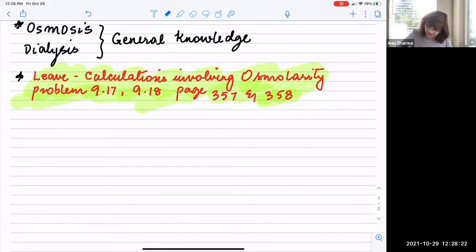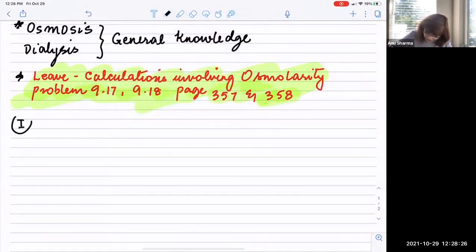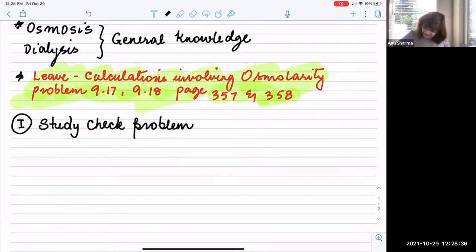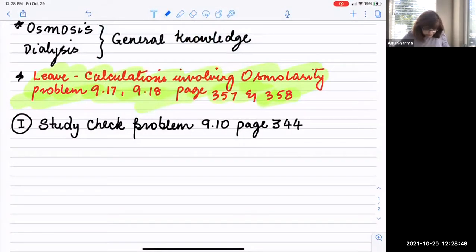Okay, so now let's look at, first of all, these problems. Let's start. First thing is the study check problem, 9.10, and that is on page 344. Page 344. Okay, here, what do we have?